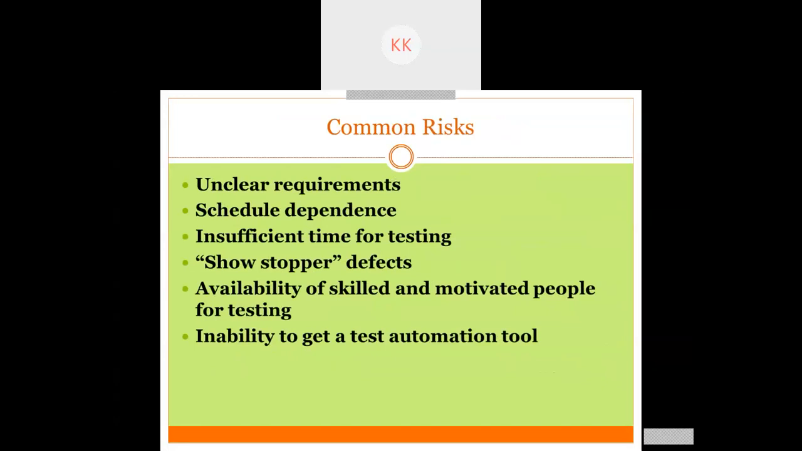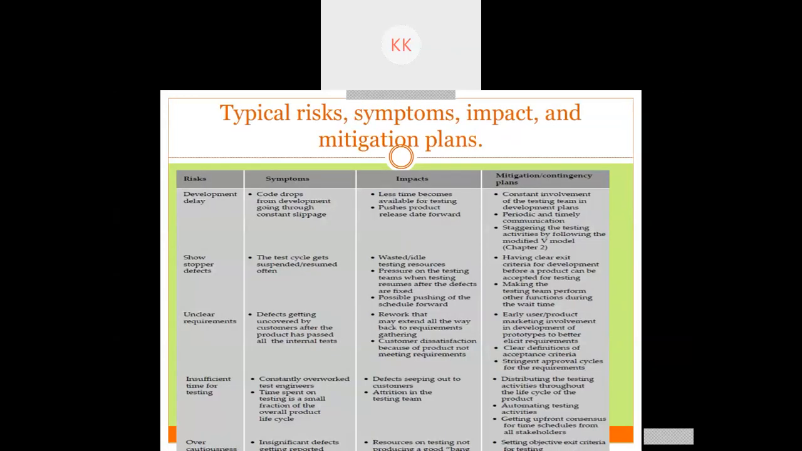Some of the common risks we also saw in the last class: unclear requirements, schedule dependency, insufficient time for testing, showstopper defects, availability of unskilled and non-motivated people for testing, and inability to get a test automation tool. These are some common risks. And we have seen risk symptoms, impact, and mitigation policies for particular risks.